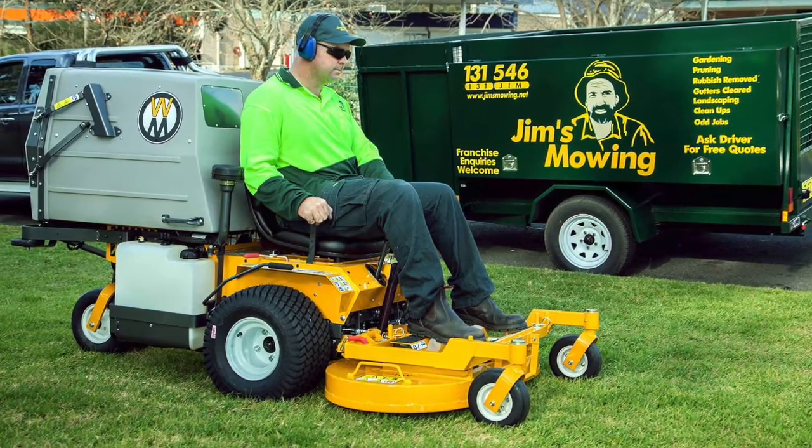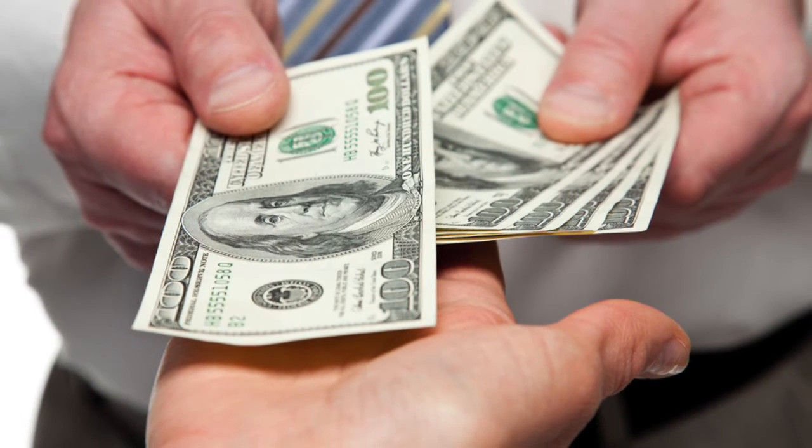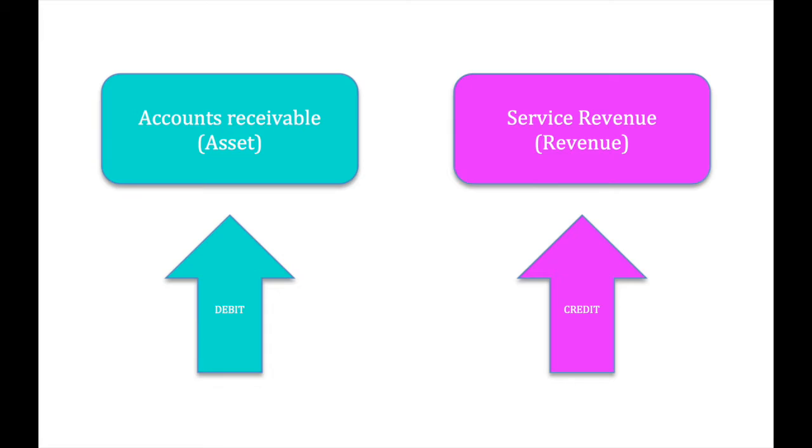Scenario 2, accrued revenue. Sometimes a company will provide a service and then collect the cash. This is known as accrued revenue. The adjusting entry will therefore be an increase to an asset account, which is usually a receivable of some sort since they owe you cash, and an increase to a revenue account.